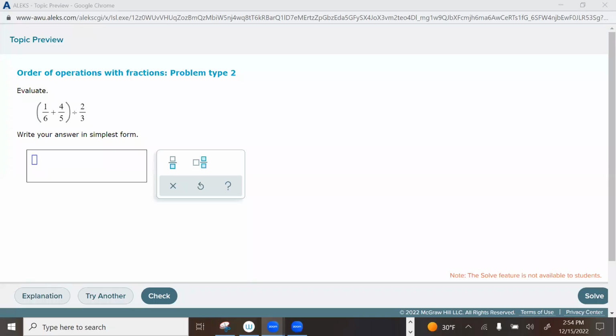All right, so remember how fun it was to do order of operations before? What would be more fun than order of operations with fractions? What more can a guy ask for, right?